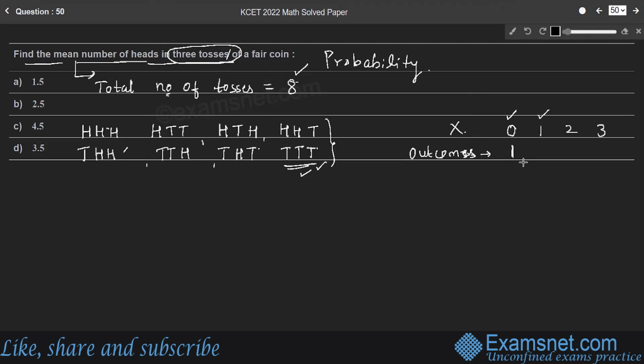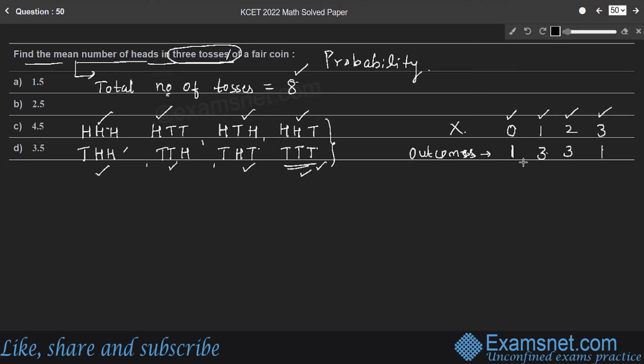How many times do you get 1 head? When the combination is HTT, TTH and THT, 3 times the outcome is 1 head. How many times is the outcome 2 heads? HTH, HHT and THH, 3 times. How many times are all 3 faces heads? HHH, only 1 time.